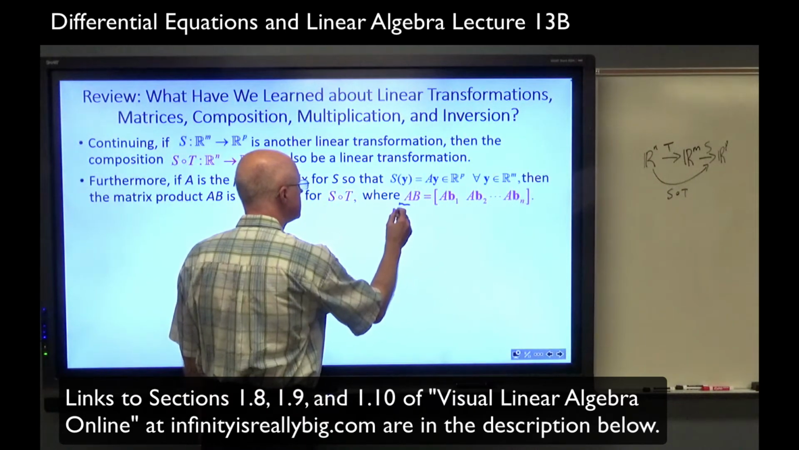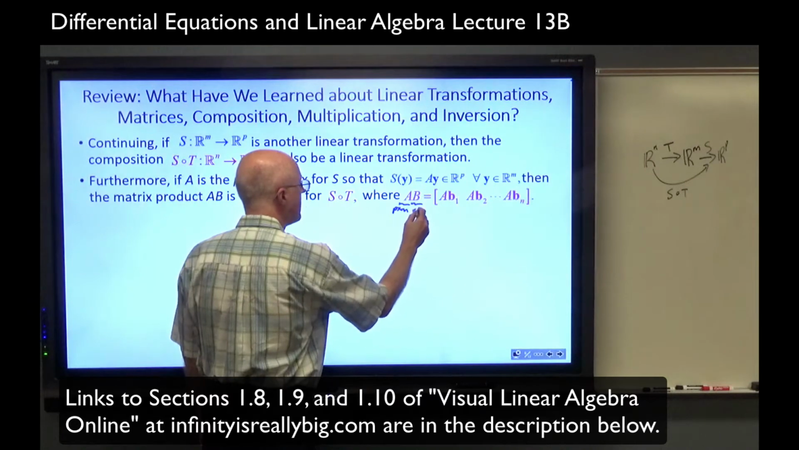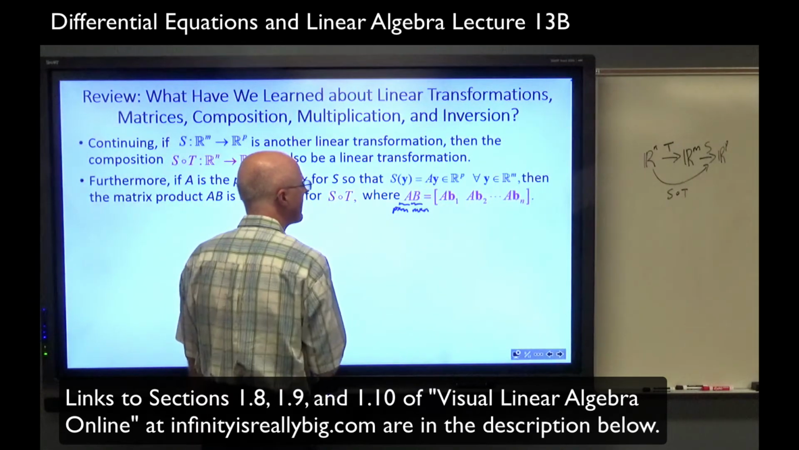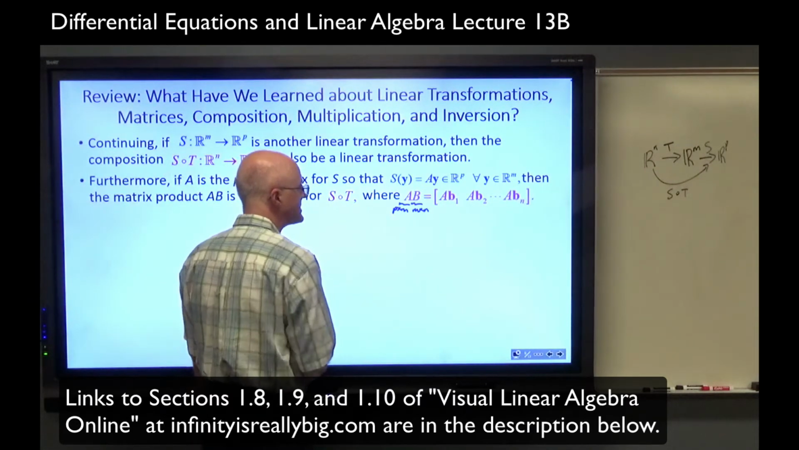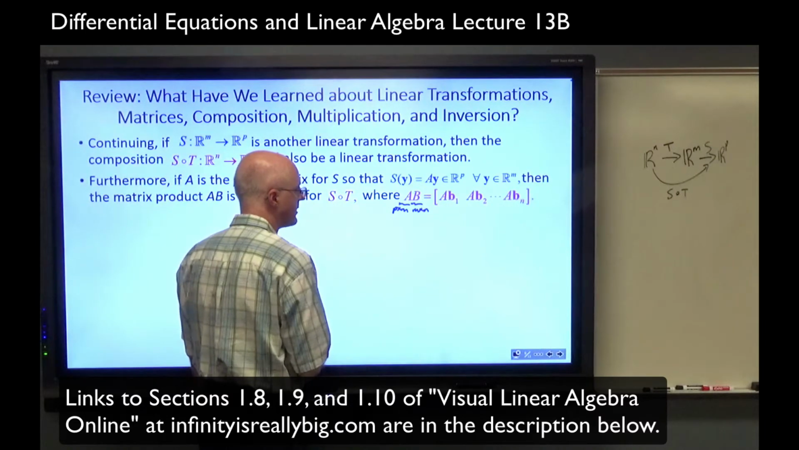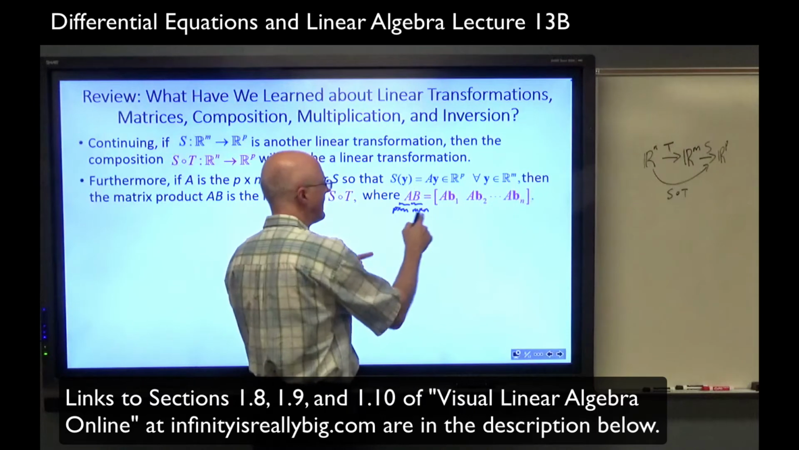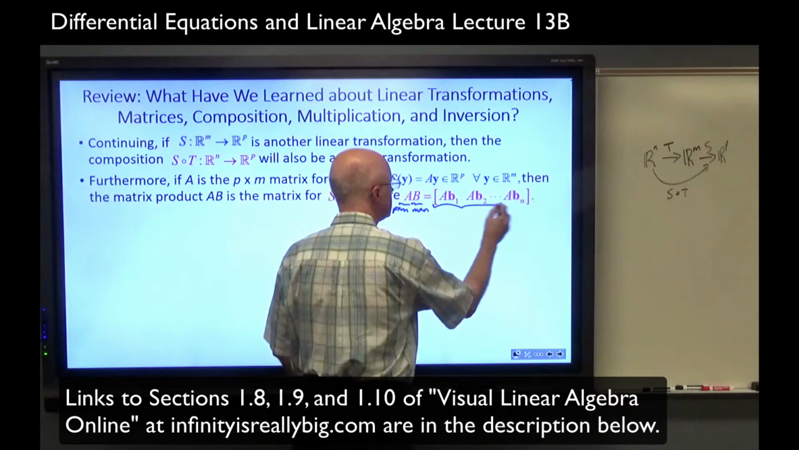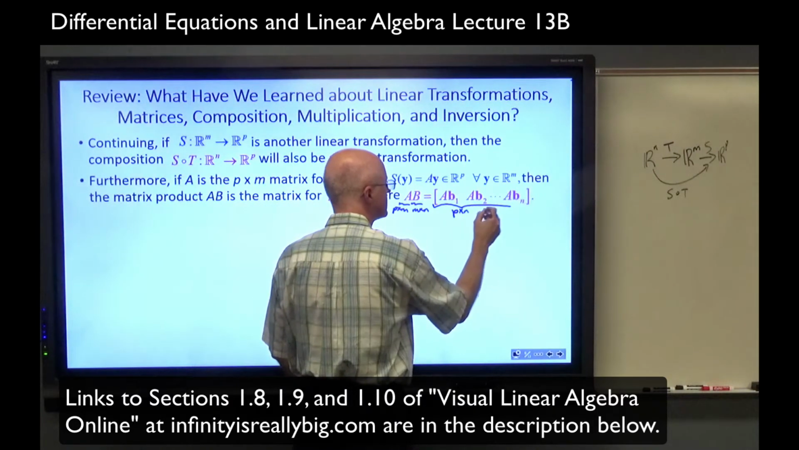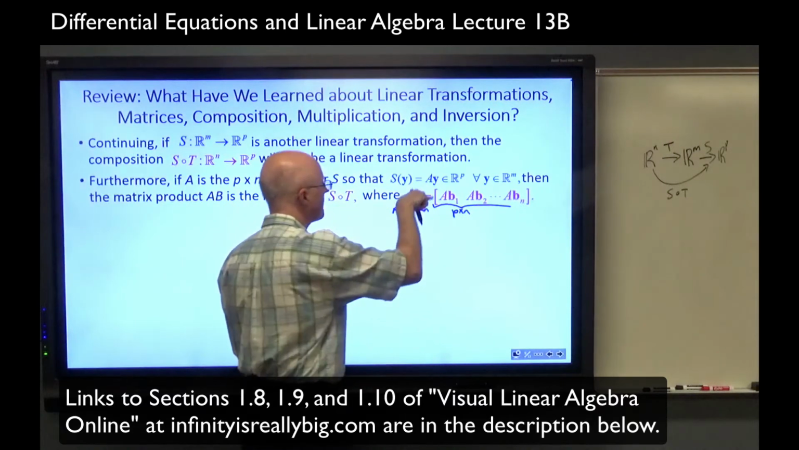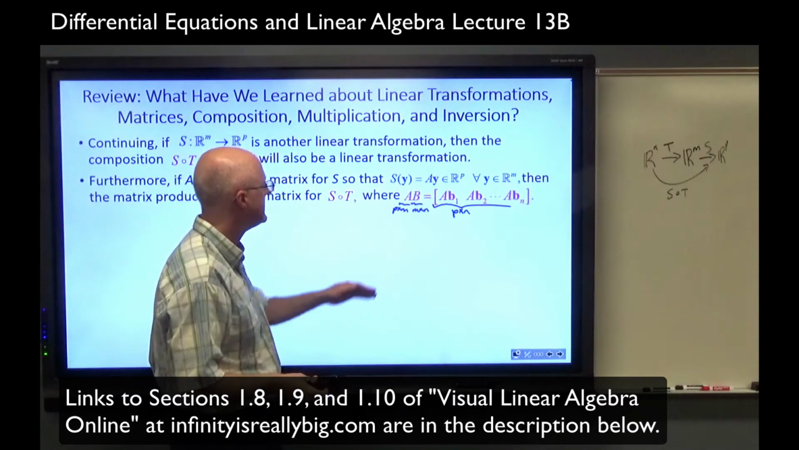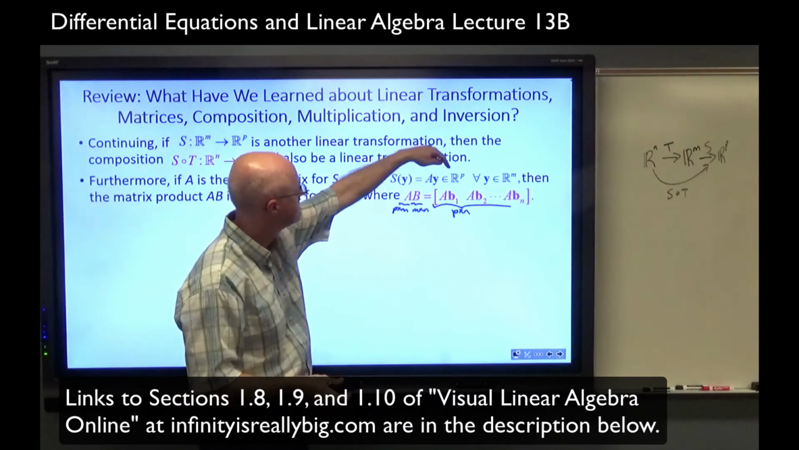A here is P by M. B was M by N. The inner numbers match. They're both M's, so we can multiply. And the answer is going to be P by N. Look at the outer numbers. P by N. Certainly you can see you've got N columns there. There's going to be P rows because A times a vector is P dimensional.